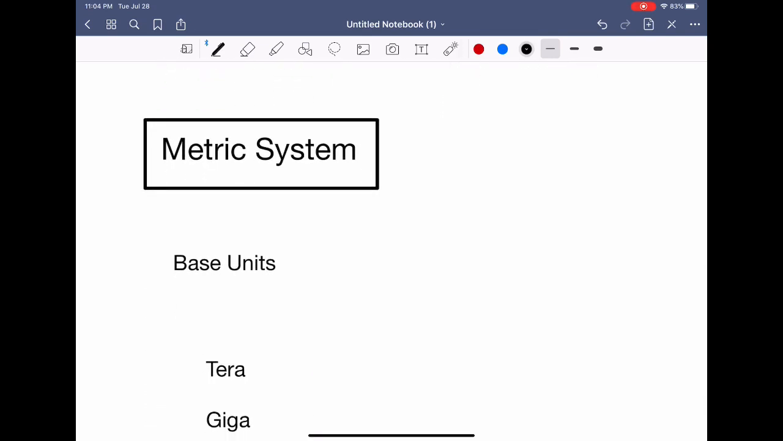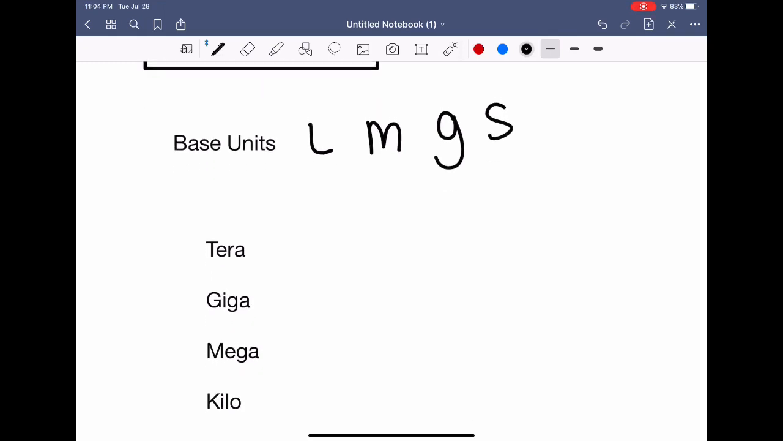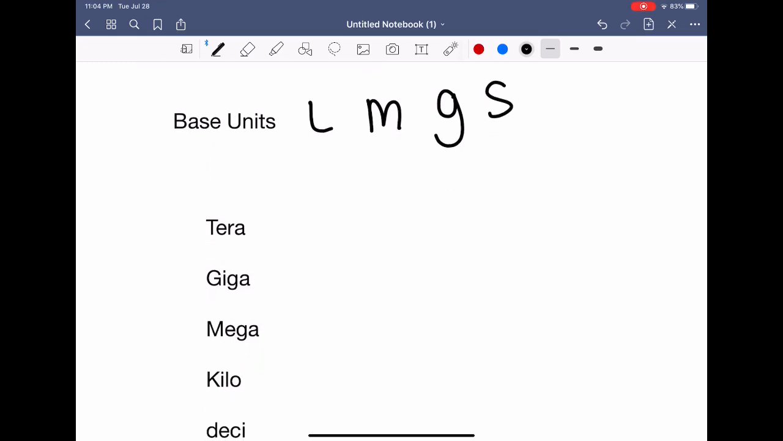So, metric system. The metric system is actually just factors of 10. I know currently we all use centimeters or millimeters in our standard English here in America, but it's also a standard measurement in most other places in the world. So there's actually base units, which you'd have liters, meters, grams, and seconds, and they always have a prefix before them. And so here are your prefixes.